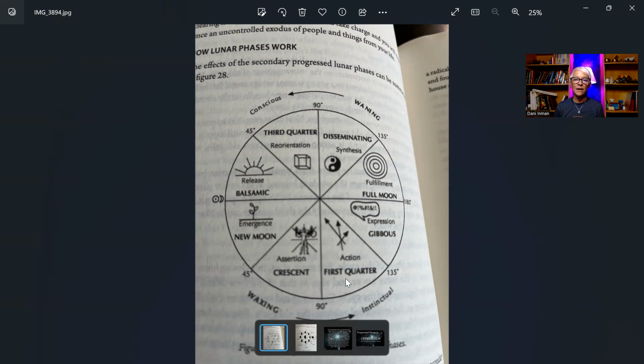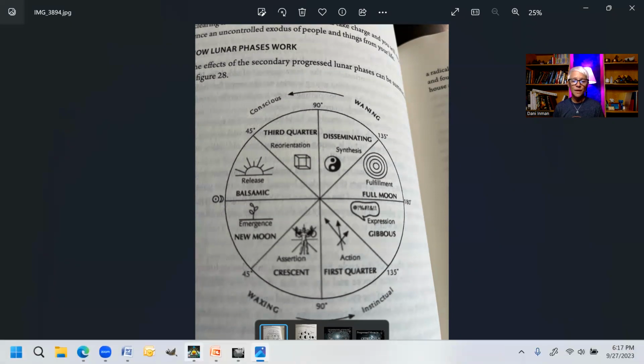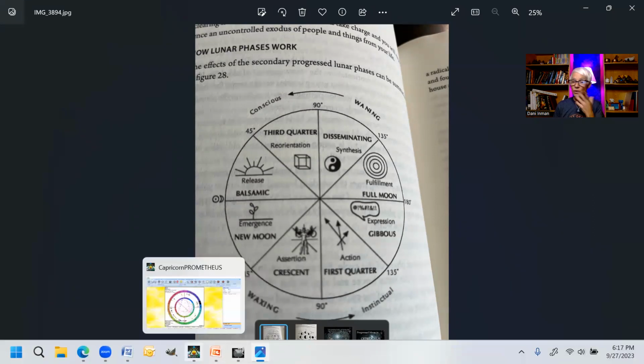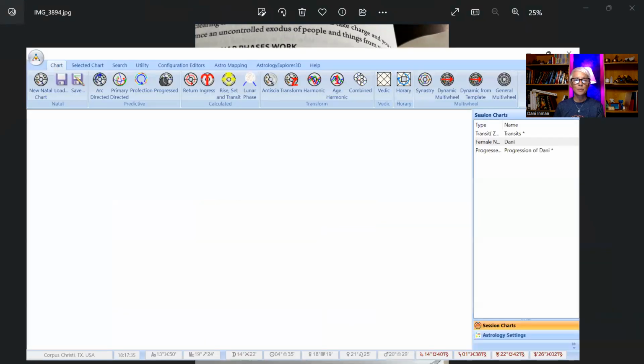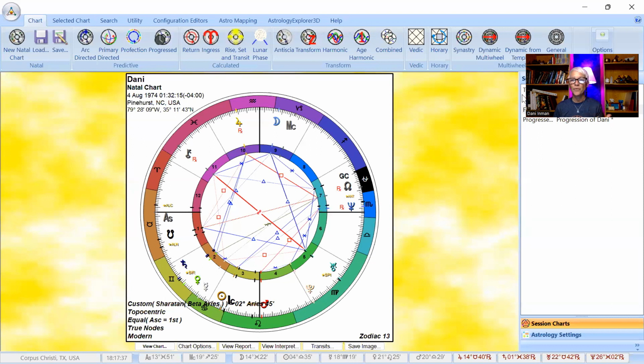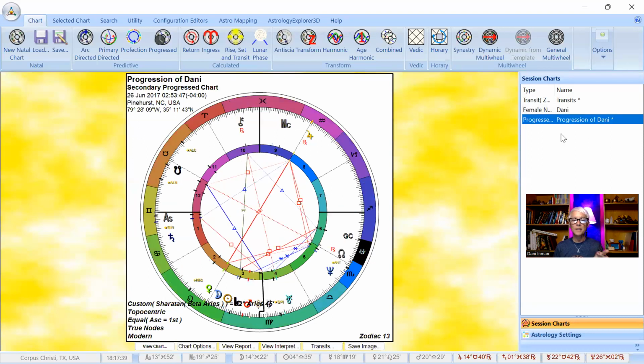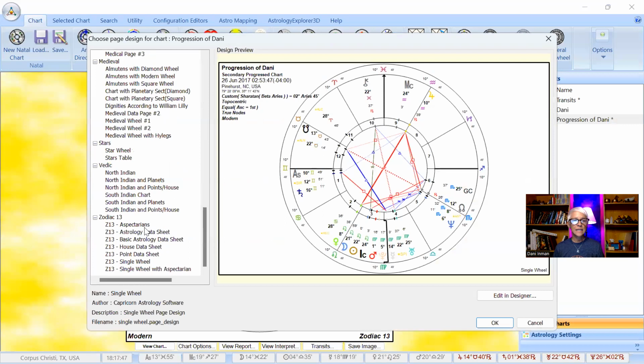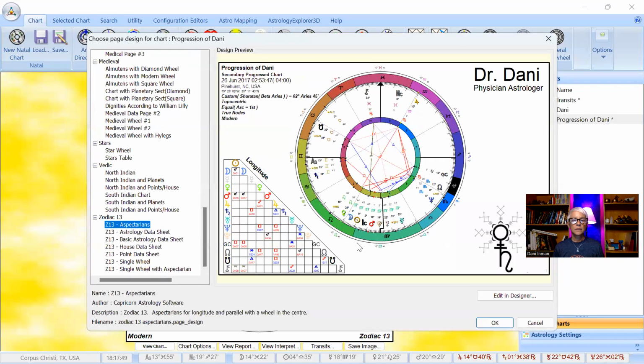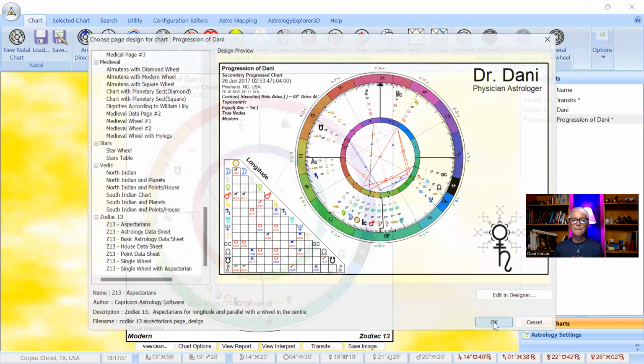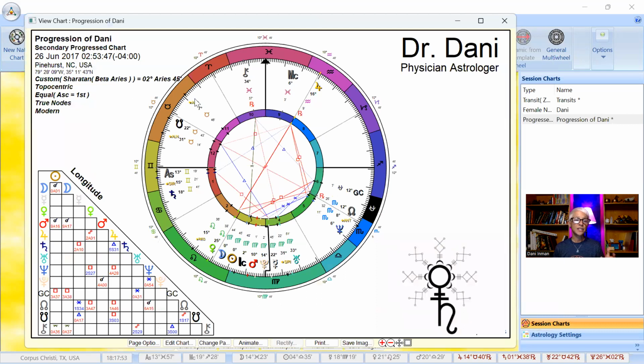And I'll show you where I am now. It's pretty incredible. So I guess the next thing I want to do is show you the charts, show you how they move in a progressed fashion, because I think that's really helpful. I kind of told you a lot of stuff, but let's actually watch it move. And so what I did is I put my progression into the last new moon phase, which was precisely June 26th of 2017.